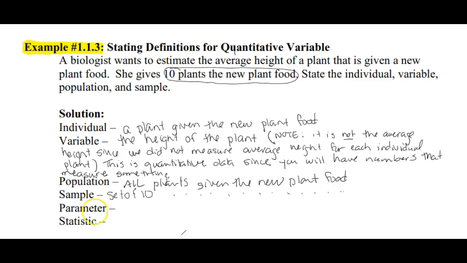Okay. So again, parameter and statistic, these are single numbers computed from a set of data. And in this case, we have quantitative data. And so typically our parameter and statistic for quantitative data, especially for this course, we're going to be looking at averages, or later we're going to use the word mean. So our parameter here is going to be the average height of all plants given the new plant food.